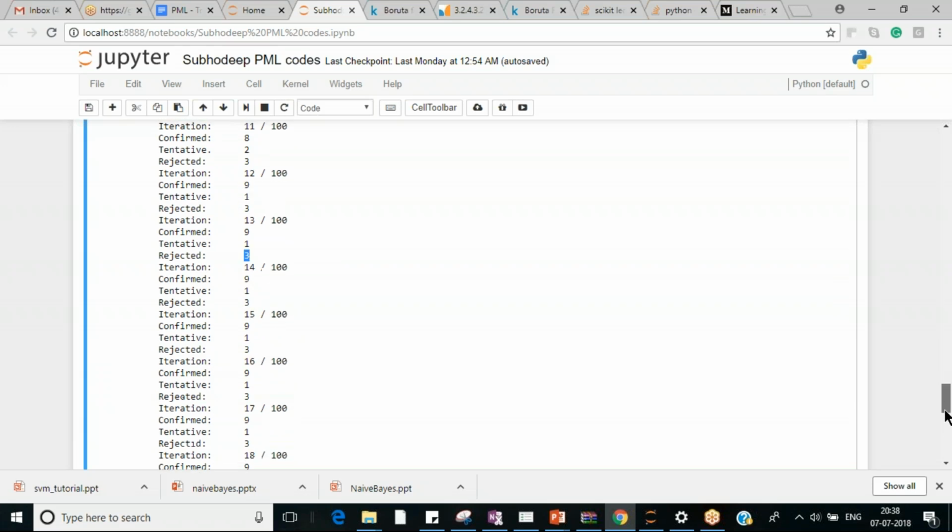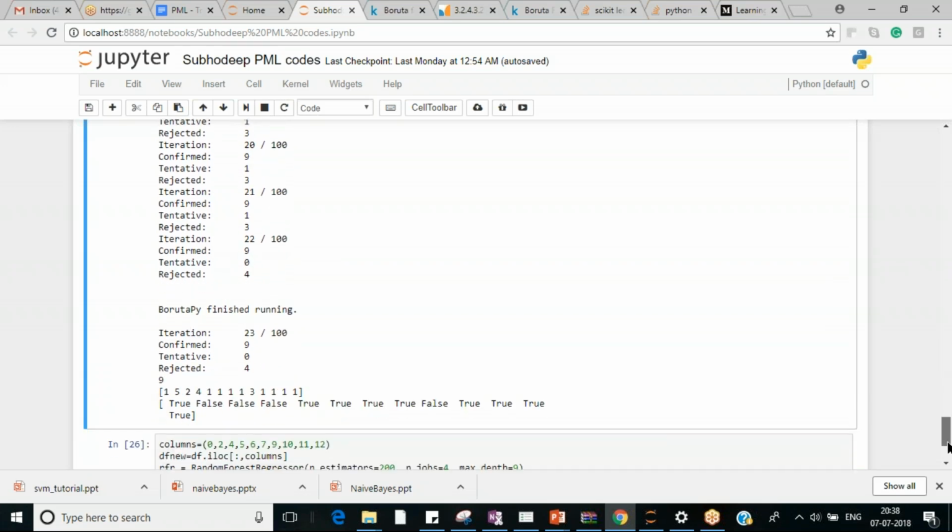So if you see these iterations, within 23 iterations it says that I have nine features that are confirmed, tentative is zero, it doesn't have any confusion, and four of them have been rejected. These are the rankings of the features.